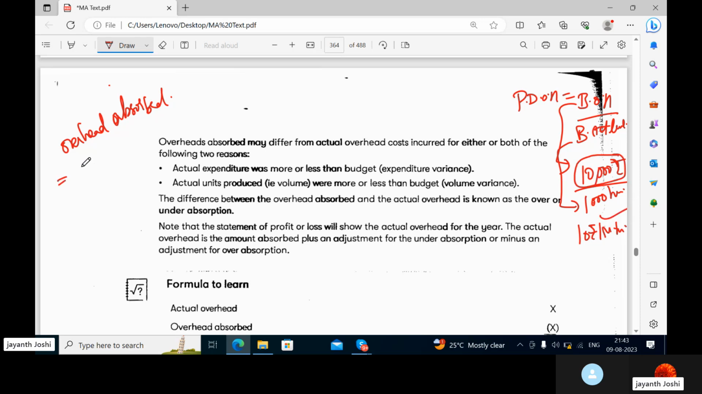Now, in actuality, the machine has worked for 800 hours. That is nothing but the actual activity level. Because what is important or relevant for you is actual, not standard. Standard is what you are estimating. Actual is what you are going to incur. Into how many hours? How much is the per unit overhead cost? So in actuality, 8,000 rupees.